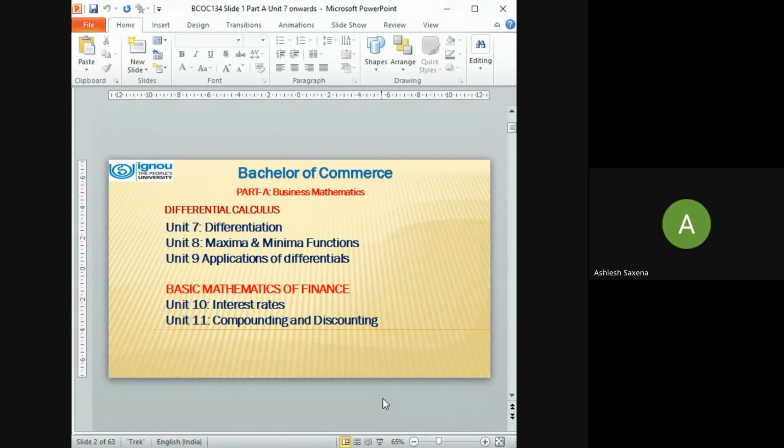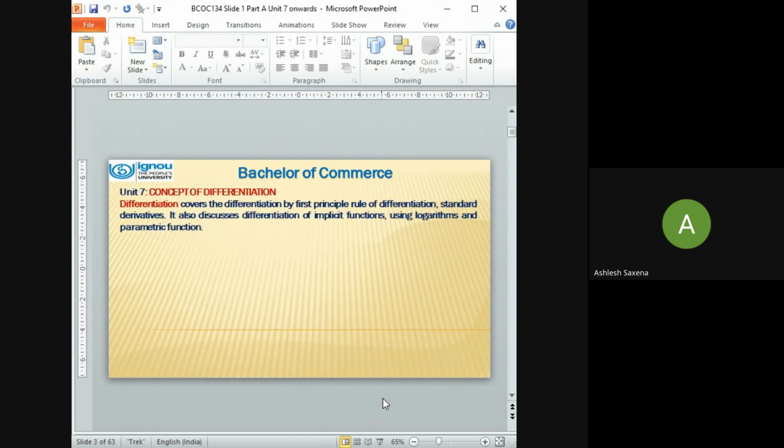Now we will move to differential calculus, which has differentiation, application of differentiation, and application of differentials. You have three units in it. Today I will be talking about differentiation.